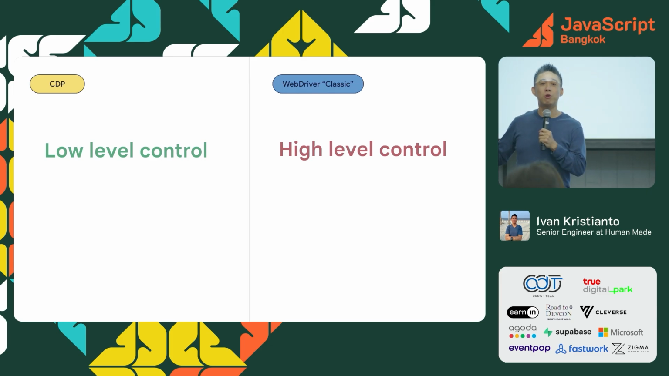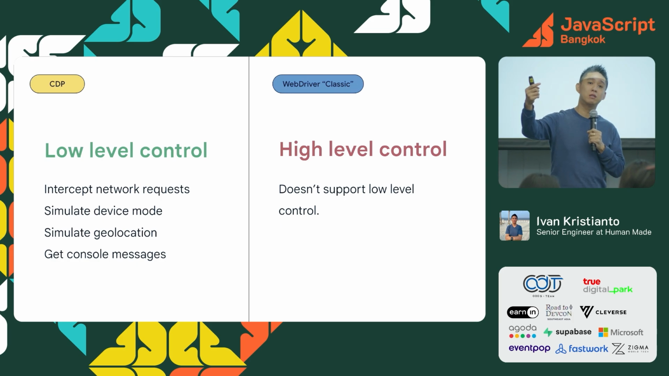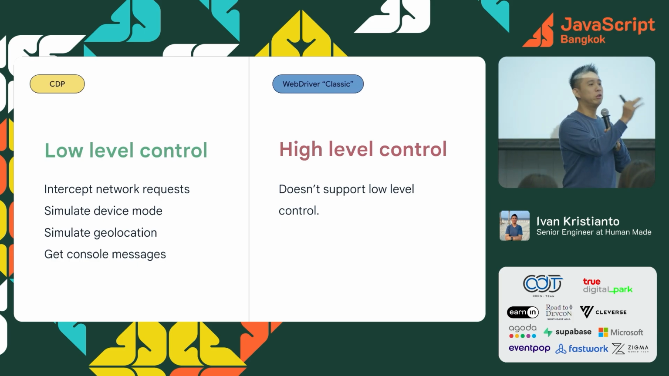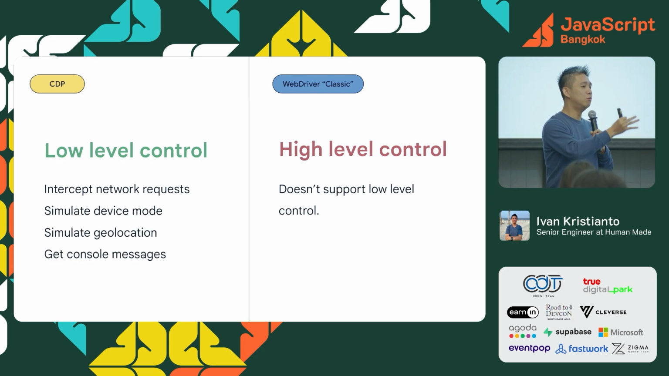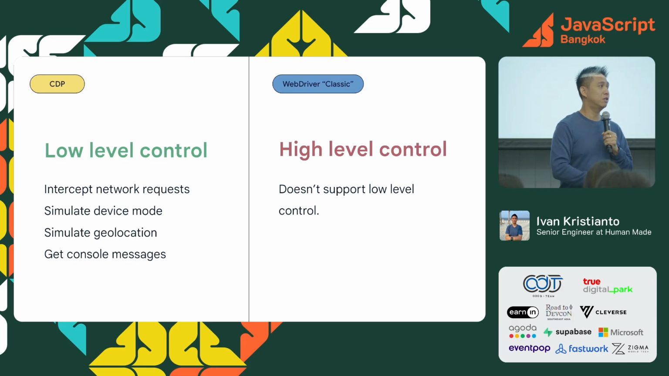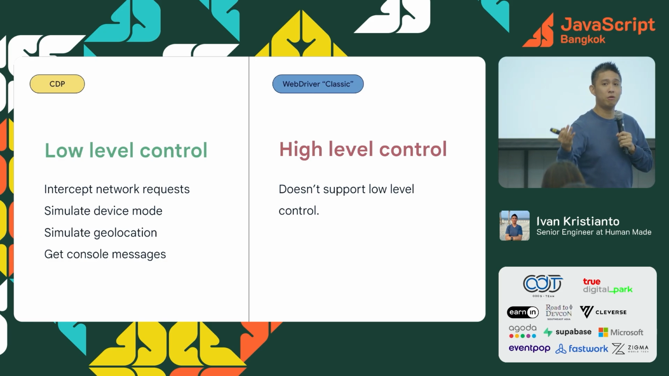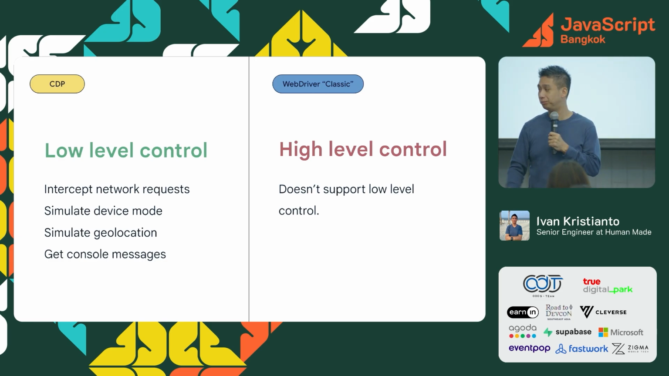It also supports low-level control, such as intercepting network requests. It can also simulate device modes. In Puppeteer, you can define, okay, I want to simulate mobile, I want to simulate geolocations, and you can subscribe to console messages. WebDriver doesn't support this low level.